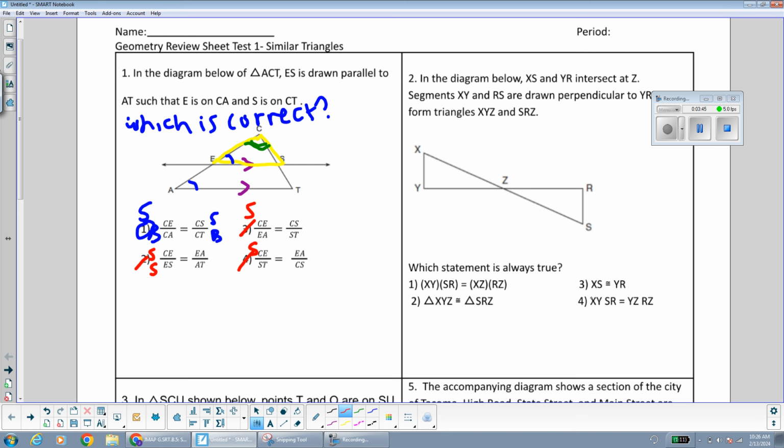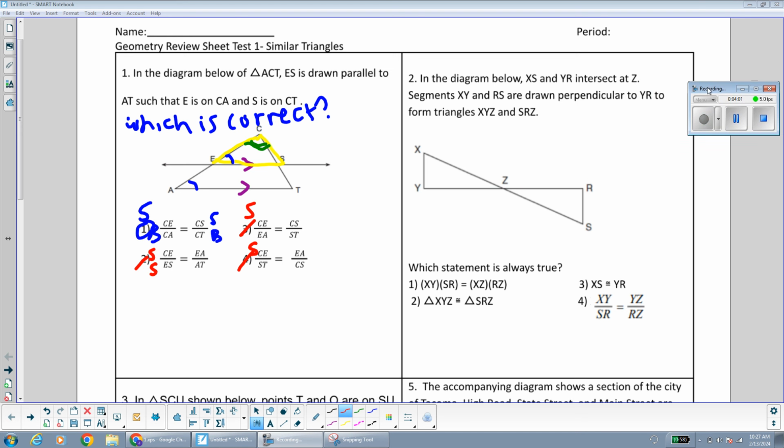Moving on to number two. This one over here is supposed to have multiplication symbols in between. Oh, wait. It was supposed to be a proportion. So now we have the correct answer choice over here.